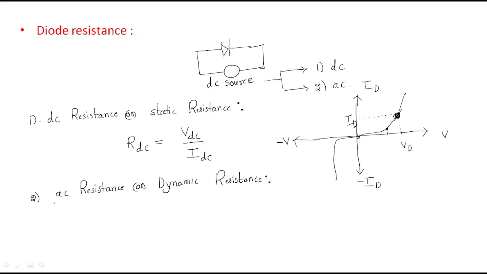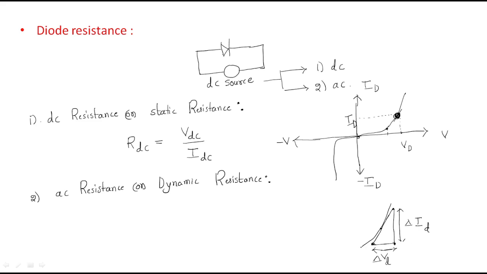Now the second thing is the AC resistance or dynamic resistance. For this purpose, take the same forward bias curve, take one point, and draw a tangent line for this curve. For the tangent line, draw the horizontal and vertical lines. Generally this horizontal length is the change in voltage, this is the diode voltage, and this vertical line will give the change in current.